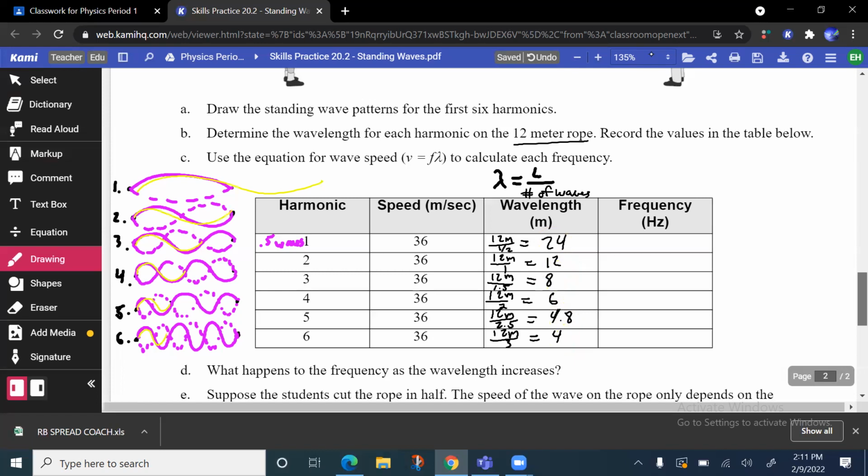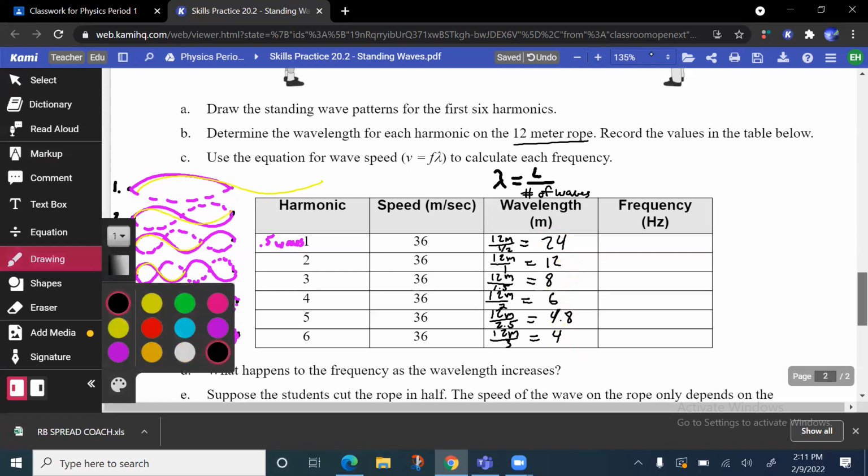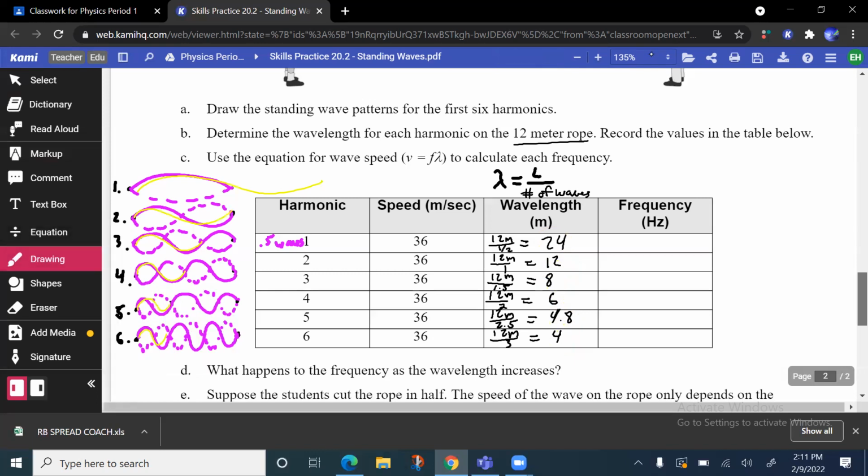Finally, to find the frequency, we're going to use the wave speed equation. If speed equals frequency times wavelength, that means frequency equals speed divided by wavelength. So we're going to take this divided by this. Let's take the speed divided by the wavelength for each of these terms.